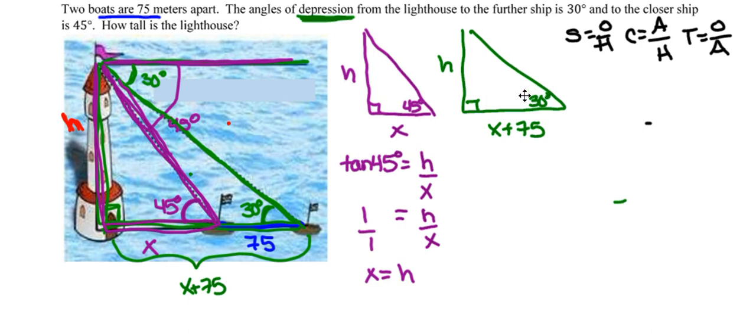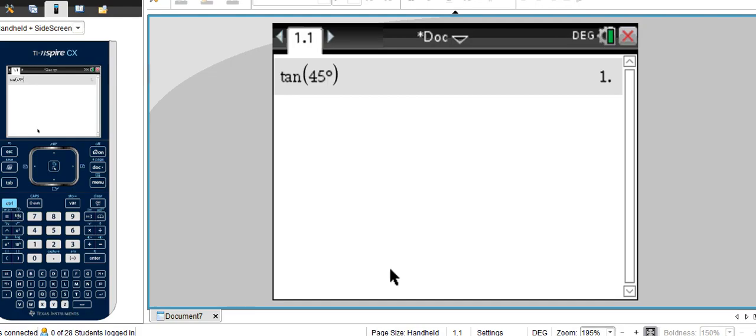In looking at the green triangle, I have this 30-degree angle. I have the leg opposite and the leg adjacent. So like the purple triangle, this is going to be a tangent problem. So tangent of 30 degrees is equal to the leg opposite, which I called h, over the leg adjacent, which is x plus 75. I'm going to head back to my calculator now and type in tangent of 30 degrees.